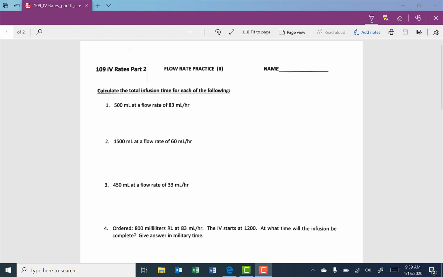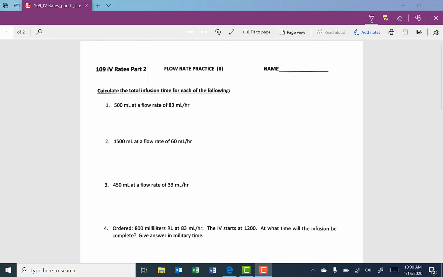This is a practice IV flow rate sheet for Math 109, Health. I want to work out a few of these problems with you to make sure you're feeling comfortable doing the flow rate practice. So our directions say to calculate the total infusion time for each of the following.